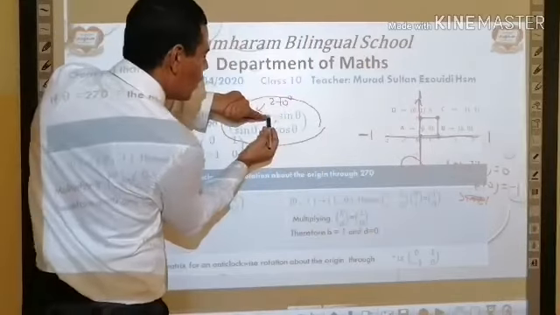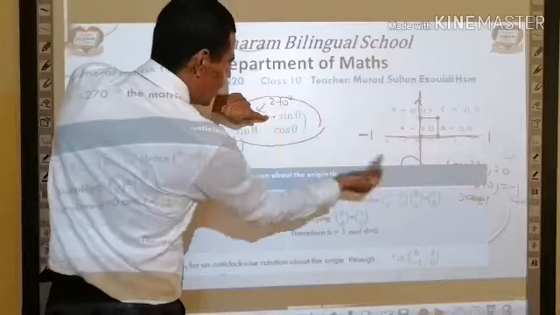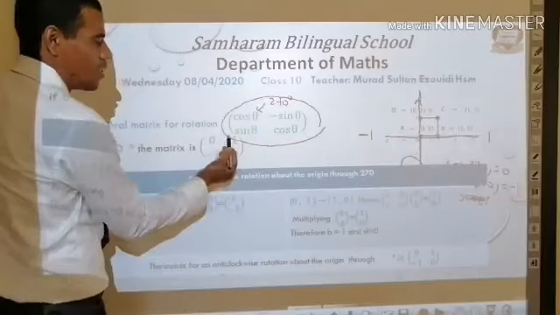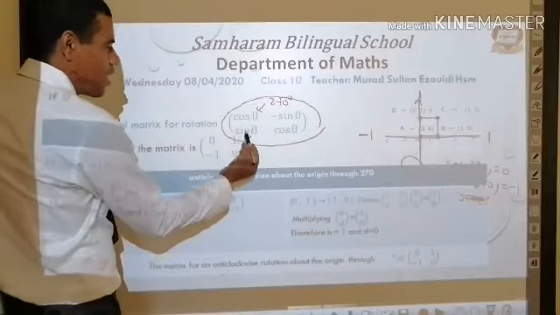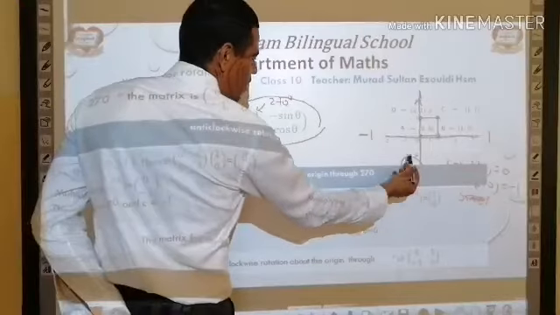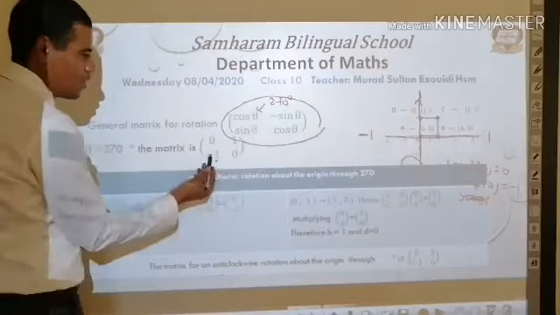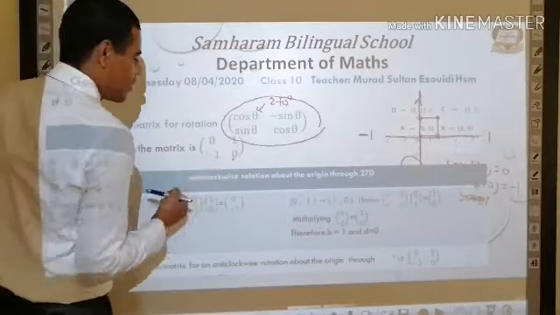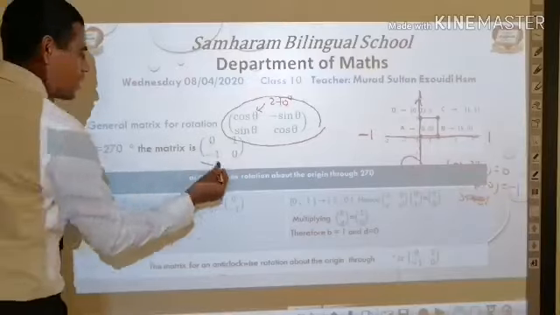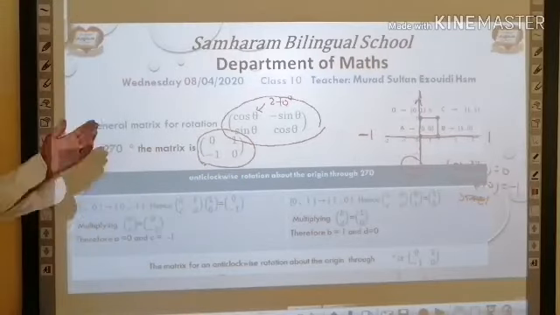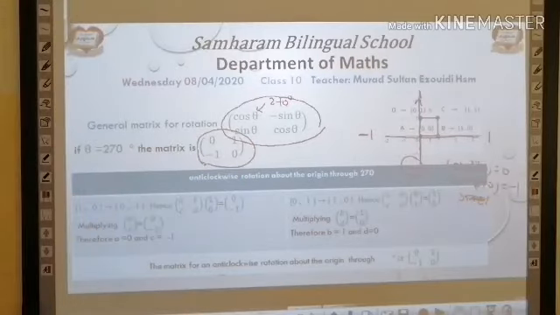But here, look, there is a negative sign. Negative times negative gives positive, so that's why here it is 1. And sine of theta, where theta equals 270, is negative 1, so it will be negative 1. Then cosine of 270 is 0. So this is the matrix that transforms any shape about the origin anticlockwise through 270 degrees.